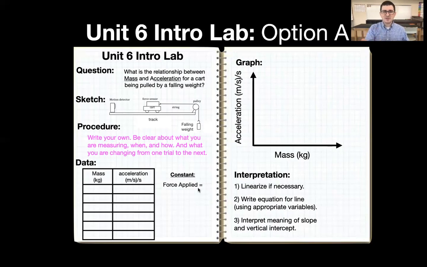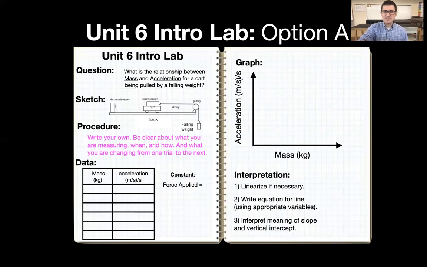So for example, for option A, you can fill in the blank with mass. You should have mass in your data table. You should have your constant force applied here. You should actually write your procedure. And then just as a heads up, we're going to graph mass on the horizontal axis and acceleration on the vertical axis. So you're probably going to want to go ahead and label that just so you don't forget and have to ask me in class.